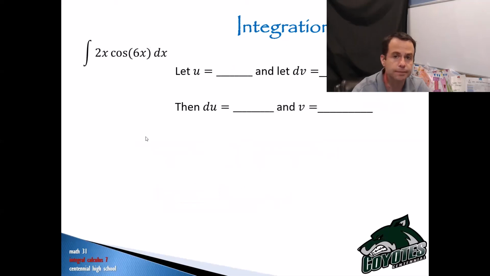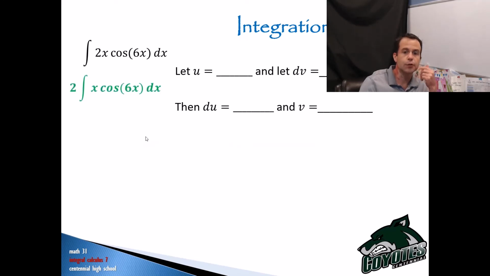All right, next one. I'm looking for the integration of 2x cos 6x. So I'm going to first bring that 2 out to the front and just look at x cos 6x. Okay, so my u value is going to be x, and my dv will be cos 6x dx. Now, du will be 1, and I got to figure out the antiderivative of cos 6x. Well, that would be 1 over 6 sine 6x, right? 1 over 6 sine of 6x.